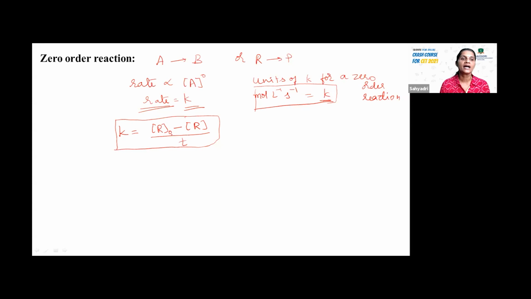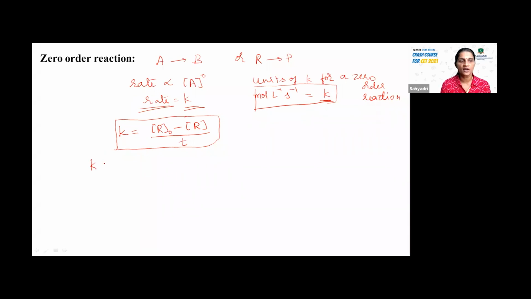So R naught will be given, K will be given. Calculate the time for 50% or 40% completion of a zero order reaction. If the question is asked, 40% completion means, will you substitute it as 40 here? Shall I repeat the question? Yeah, I'll repeat the question.